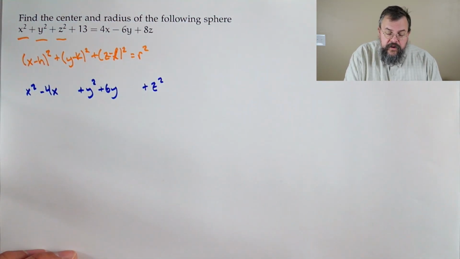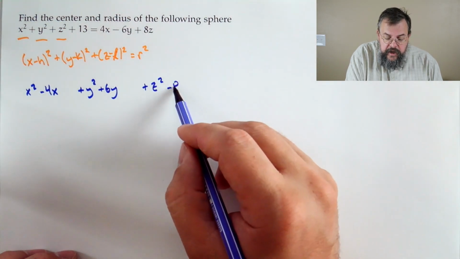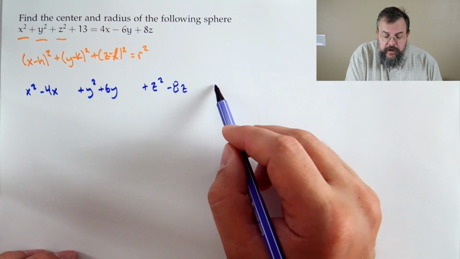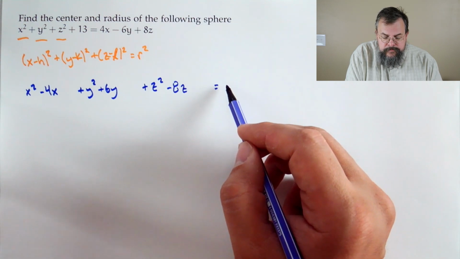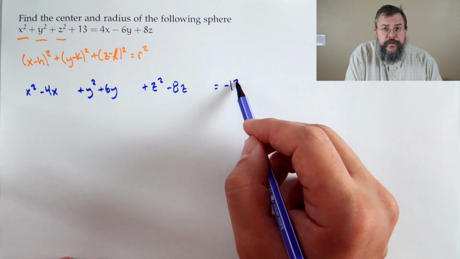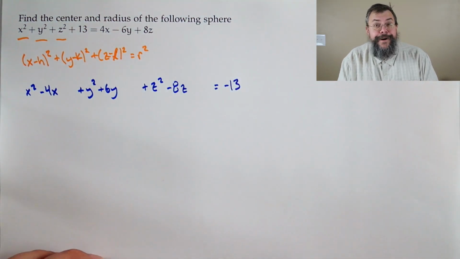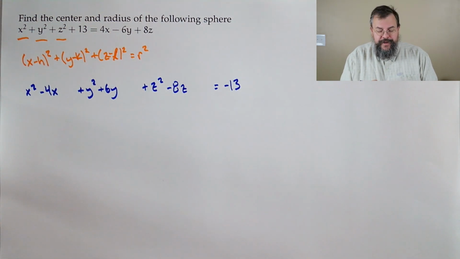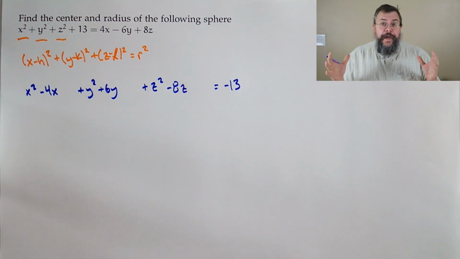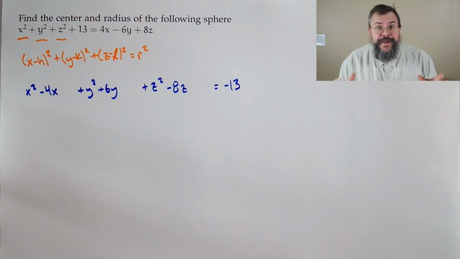And I move the 8z across, minus 8z, and I'll move the 13 to the other side. Now, you might be thinking, he's leaving some suspicious gaps there. I am leaving some suspicious gaps, almost as if I intend to do something there. And that's because I intend to do something.